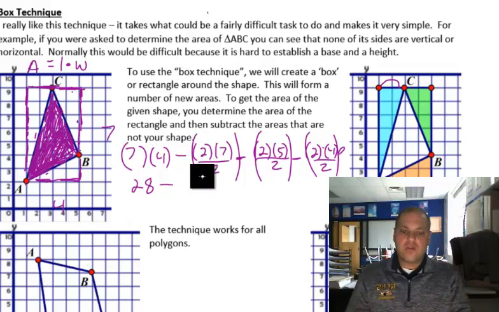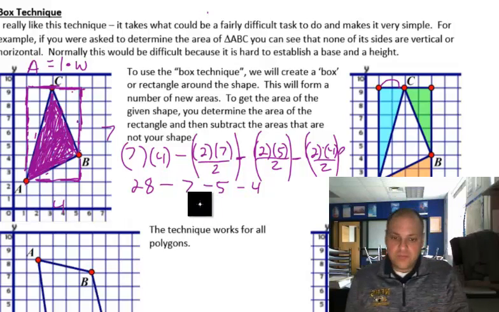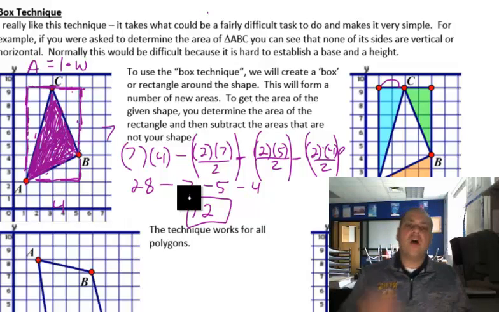So basically, figure out what all these are and just subtract. This is 14 over 2, which is 7. This is 10 over 2, which is 5. This is 8 over 2, which is 4. So I need 28 minus 7 minus 5 minus 4, and that comes out to be 12. So the area of my triangle is 12, by doing the rectangle minus all the triangles.